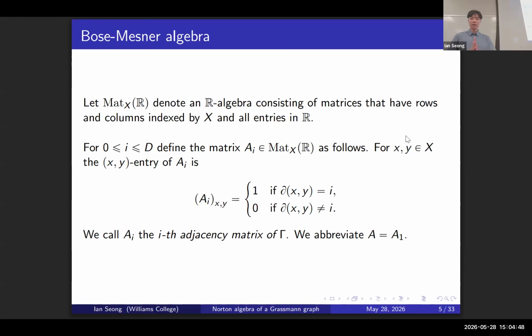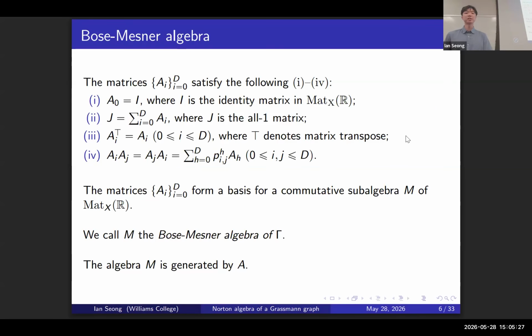Okay, now we're going to talk about the adjacency matrix and the adjacency algebra. Let Mat_X(R) denote an R algebra that consists of matrices that have rows and columns indexed by the vertex set X and all entries in R. And for i between 0 and d, we're going to define the matrix A sub i as follows. For x and y that are vertices, the xy entry of A_i is going to be 1 if their distance is i and 0 otherwise. And we call A_i the distance-i adjacency matrix of gamma, and we're going to abbreviate A to mean the usual adjacency matrix, which is just A sub 1.